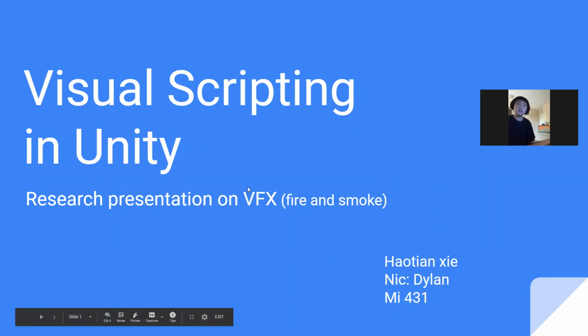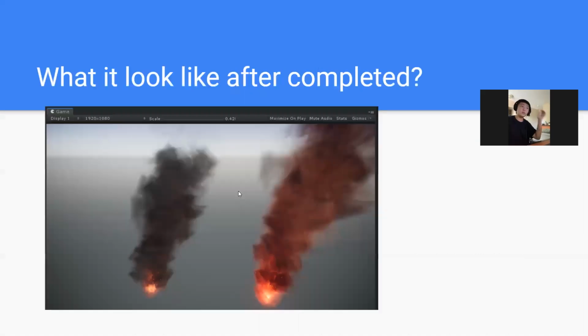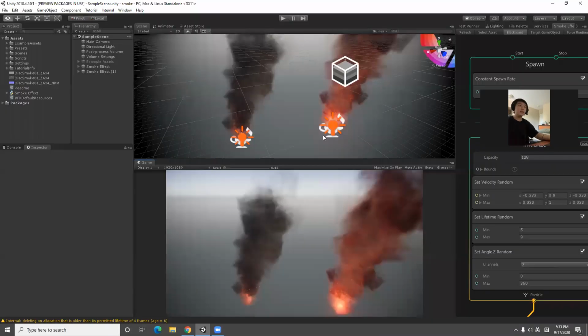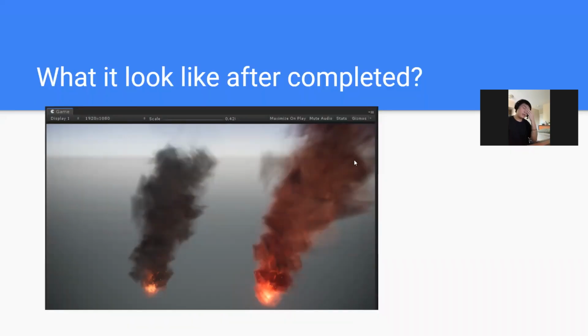And the system I want to research is the VFX, which means the visual effect graph, and they will make a fire and a smoke. Here is the tutorial I followed. In the end, we will make the fire and the smoke. They will look something like this in the picture, or we can show you in Unity, like they will look like this. So at first, how to make the VFX?